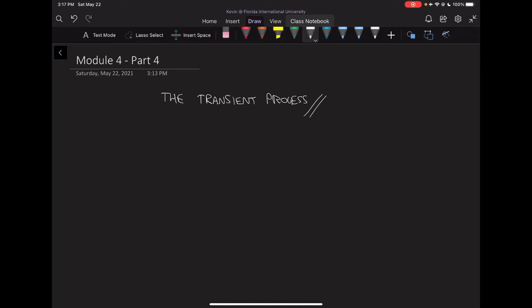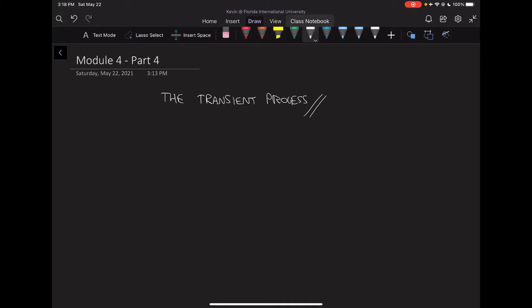In part 4 of module 4, we're going to be looking at the transient process and how we can apply the first law for open systems for transient processes. We had given examples earlier about transient processes, for example, filling up a bathtub or emptying a bathtub or filling up a piston cylinder device. Those are all examples of transient processes.